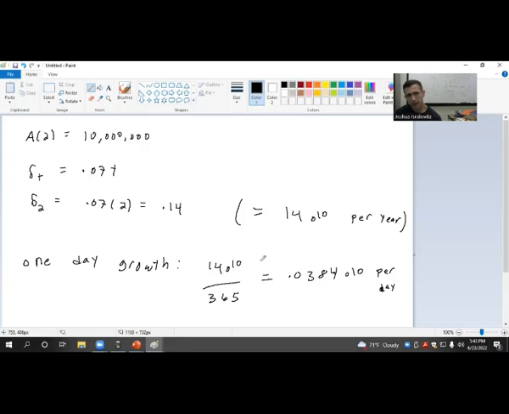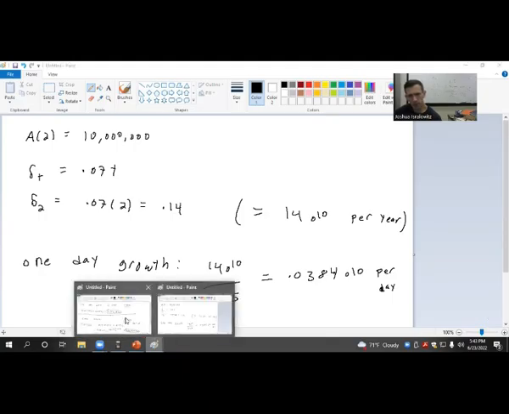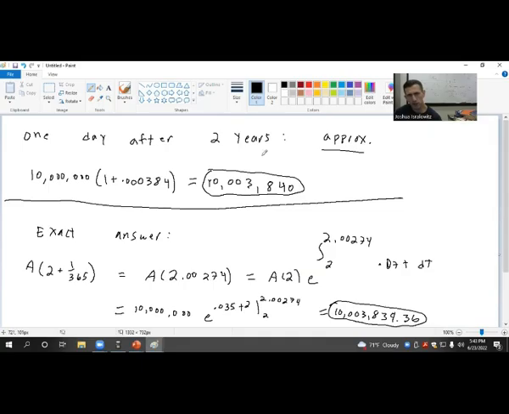So in 1 day, very close to 2, you grow by 0.0384% per day. That means 1 day after 2 years, you have 10 million times 1 plus 0.000384, which is 10,003,840. And using our formula to get the exact answer, we have 10,003,839.36. So they're the exact same thing, except we're off by 64 cents.